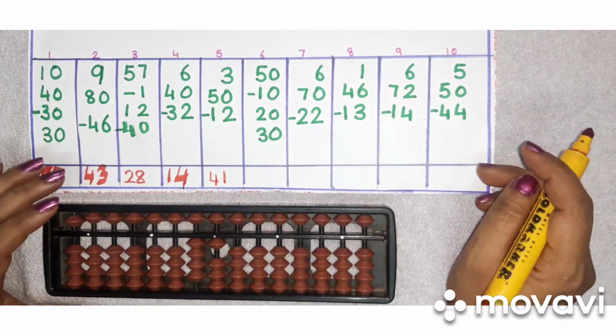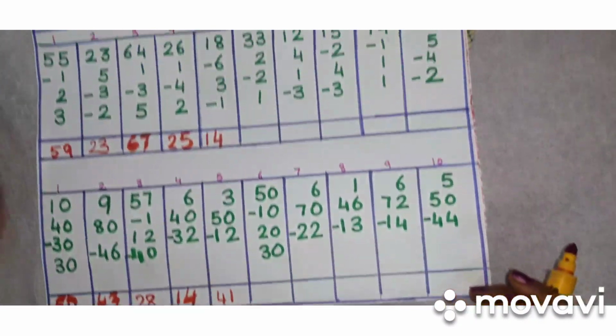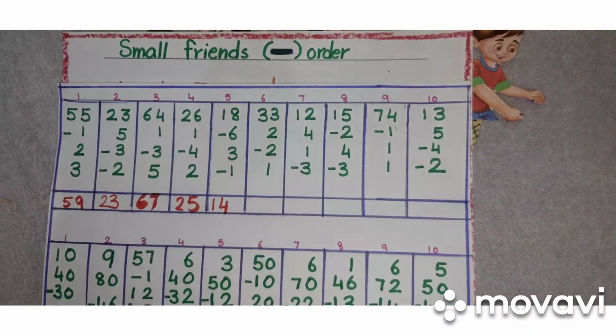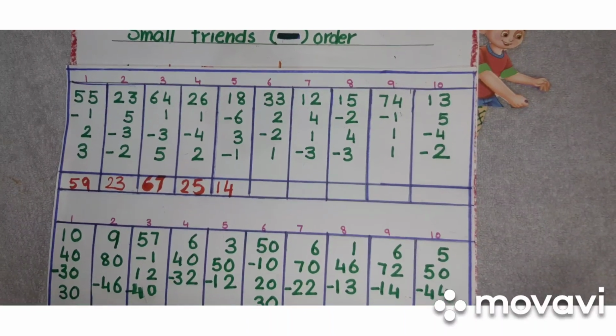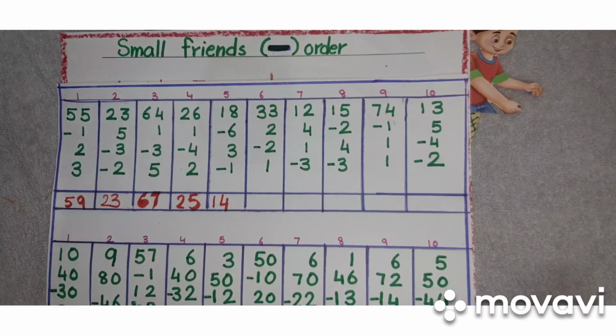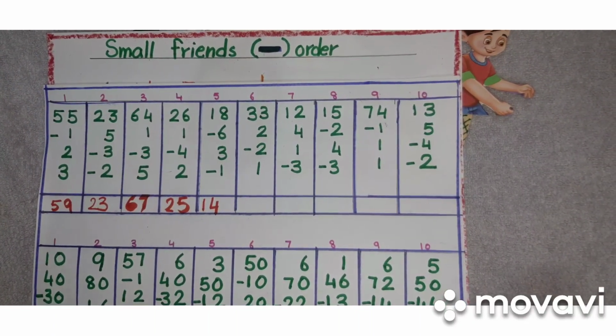One thing to remember children, in the small friend less order, we have added even the add order also, because you have to get connected with the previous videos also. When it is for add, you have to say add your boss and less your friend, and when it is less, you just have to say less your boss and add your friend.